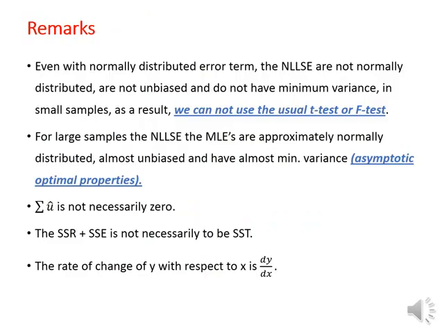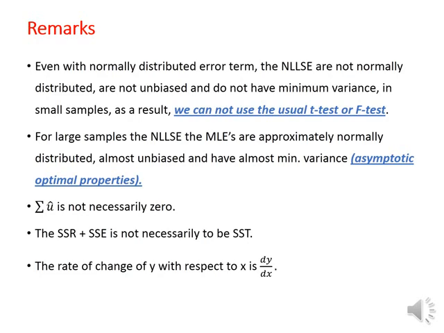Now there are some remarks concerning this method, the iterative linearization method. First of all, concerning the normality, even if the error terms are normally distributed, the nonlinear least square estimates are not normally distributed. So even if the data are normal, the estimates are not normal, because as we said, it's not obtained using an explicit form that can be shown to follow normal. It is obtained numerically, and they are not unbiased and do not have minimum variance in small samples. As a result, we cannot use the usual t-test or the f-test.